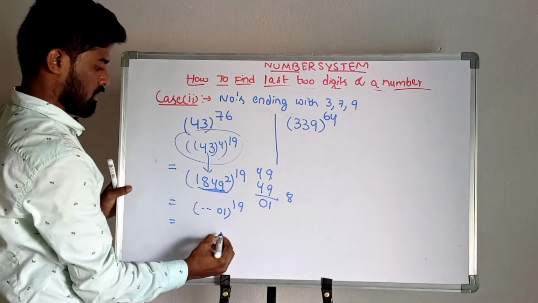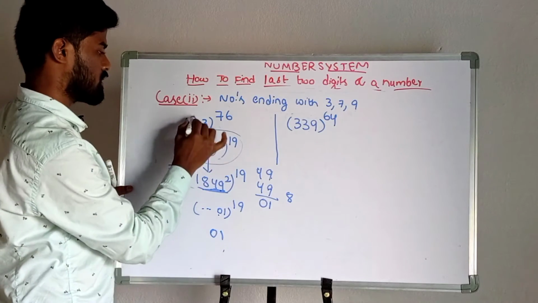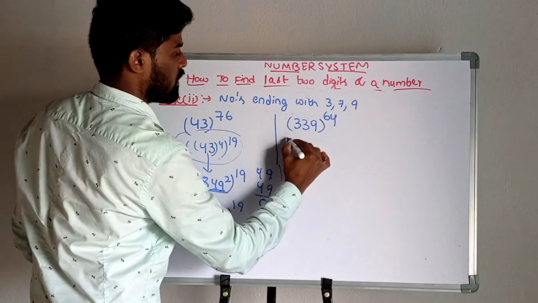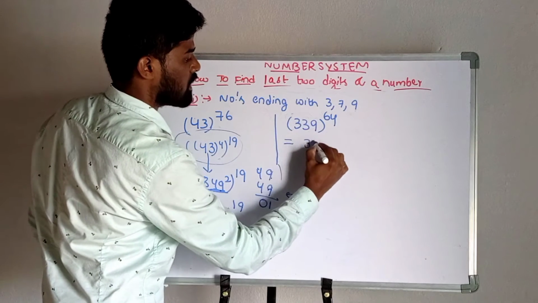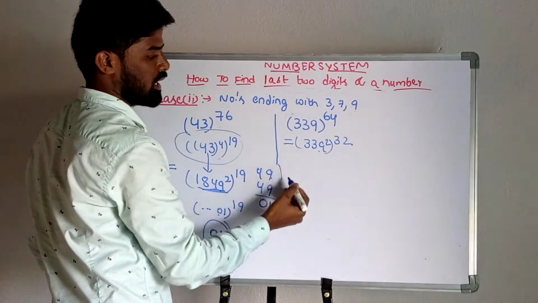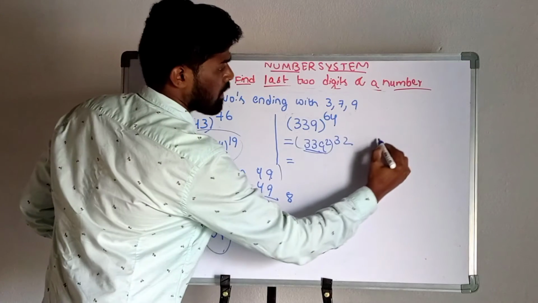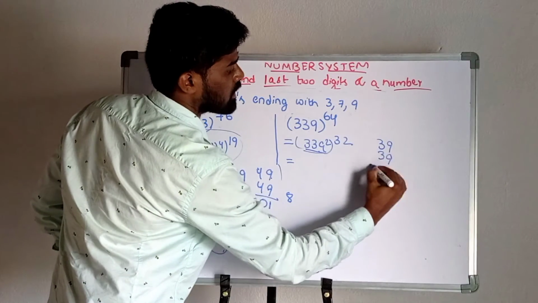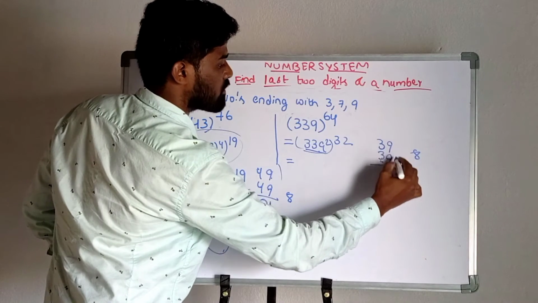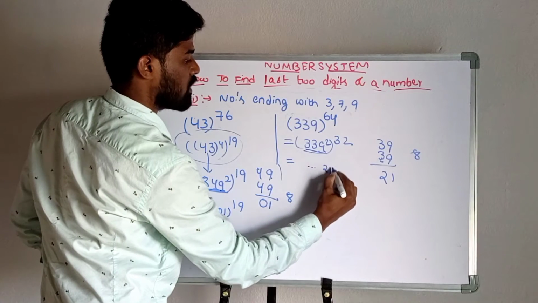1 power 19 is 1, 1 into 9 is 9, 0. That means the last two digits of this number is 0, 1. Here we can write this number as 39 square whole power 32. Since 9 square is 81, we have to first find the last two digits of the number 39. 9 into 9, 81, 9 into 3, 27, plus 9 into 3, 27, 54, plus 8, 62. That means this number ends with 2, 1.